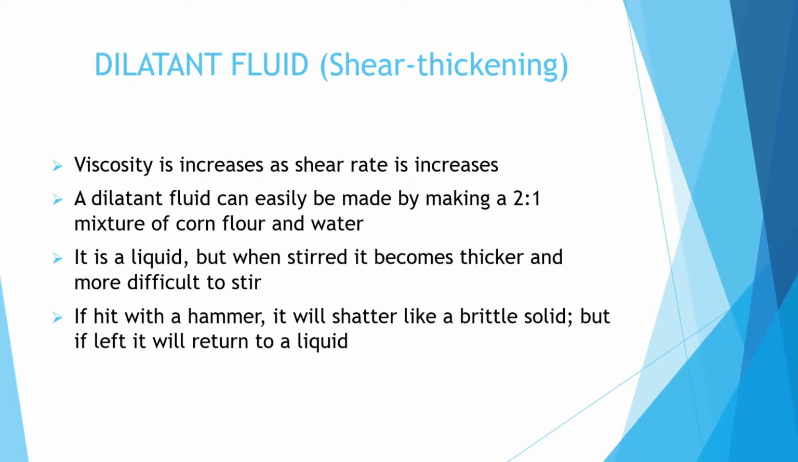Dilatant fluid is a type of non-Newtonian fluid. It is also known as shear thickening fluid. Dilatant fluid's viscosity increases as shear rate increases. We can make this fluid at home by making a 2 by 1 mixture of corn flour and water.